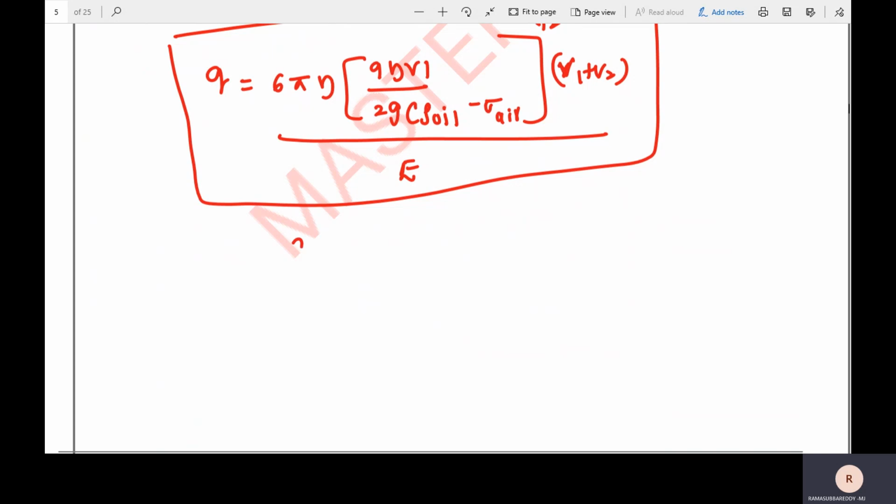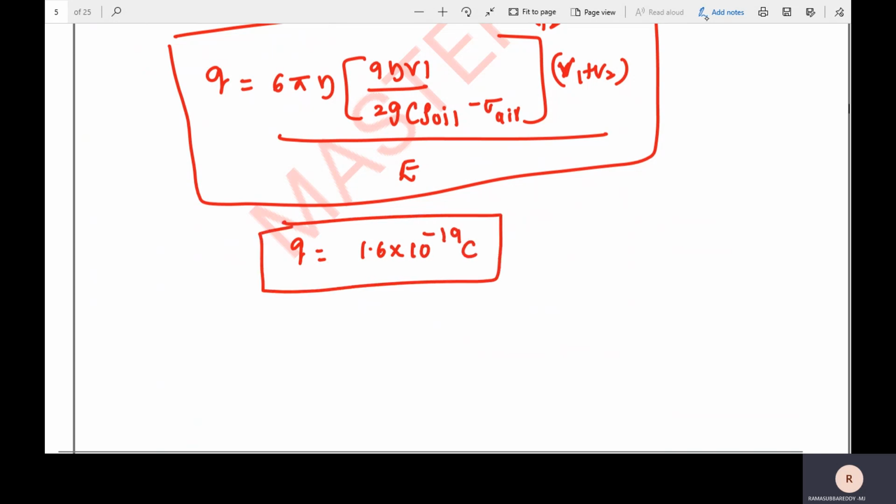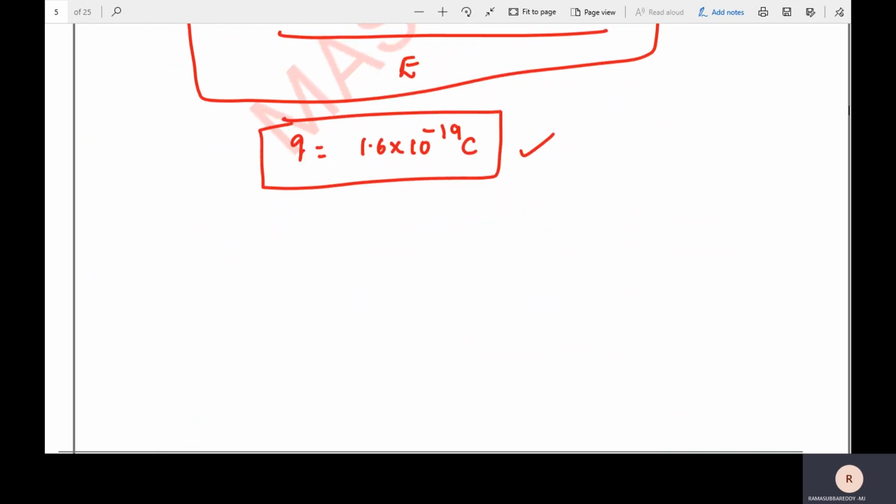Charge of oil drop. After substituting all the constant values, we get 1.6 × 10^-19 coulomb. This is the charge of the electron. Clear? Very important. From this model also we'll get questions in the exam. Next, we'll see Rutherford.